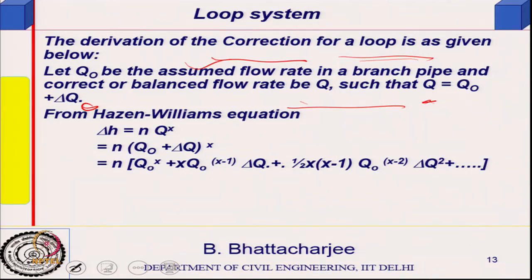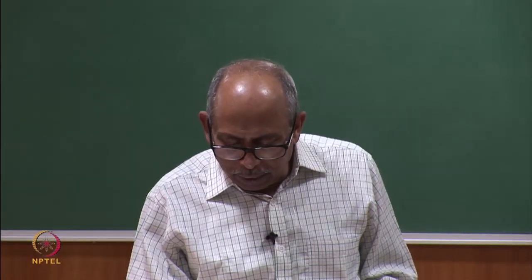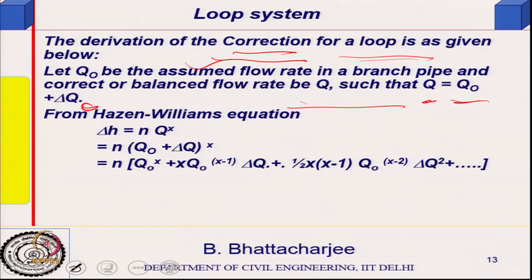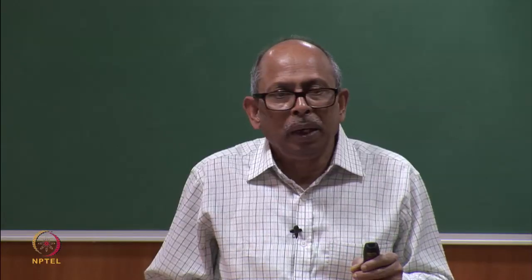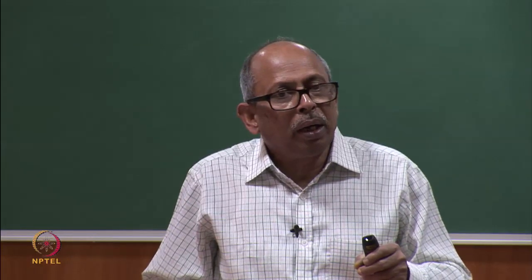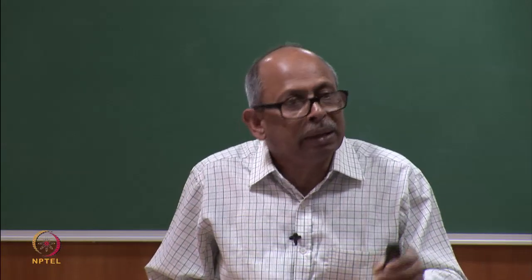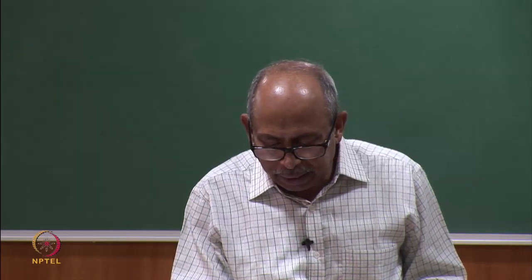problem. So, what we want to find out is the correction. Now, we have assumed values, let us say our assumed value is q 0 in a branch. Since it does not sum up to 0 in a loop, you have to change this value, and that is the correction. So, the correction is, let us say, delta q.